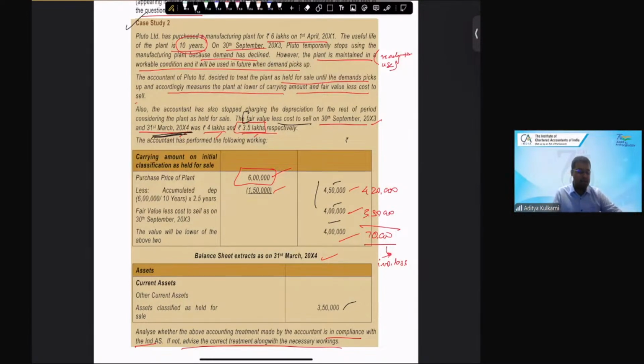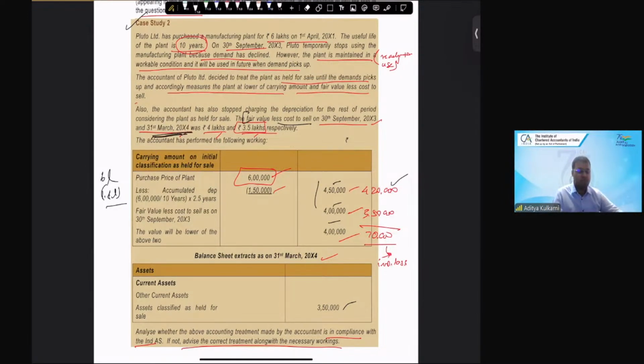Coming to the next point, you will then have to go to their calculation. So I have an asset worth 6 lakhs. I have purchased it on 1st April X1. I am going till 31st March X4. So 3 years. Useful life is 10 years. So 6 lakhs divided by 10, 60,000 into 3. So your depreciation for the 3 years ended will be 1.8 lakhs. And that is why your net block will be 4 lakh 20. It will not be 4 lakh 50. Are you okay up till here?